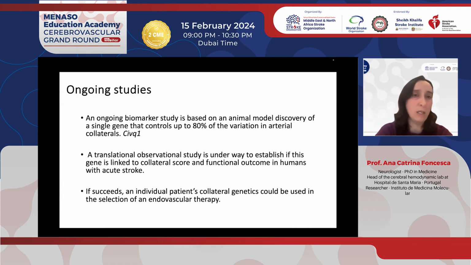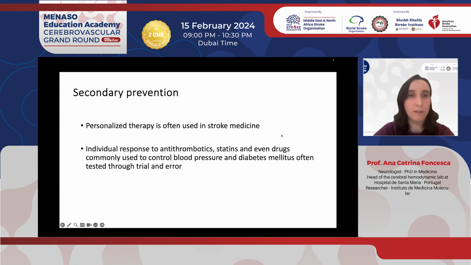This gene is CAVIN1, and we know that it's very important in animals in order to establish the collateral circulation and functional outcomes. We really don't know if this can be applied also to humans. So currently, a translational study is underway to establish if this gene is linked to collateral score and functional outcome in humans with acute stroke. And if it succeeds, individual patient collateral genetics could be used to select patients for endovascular therapy.